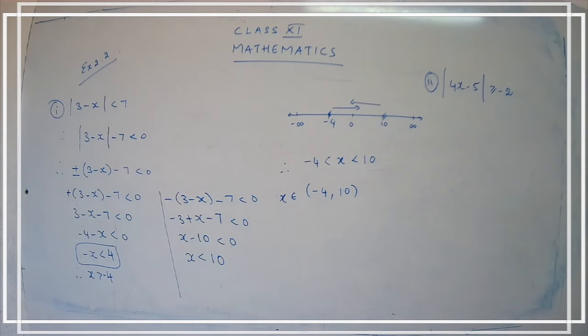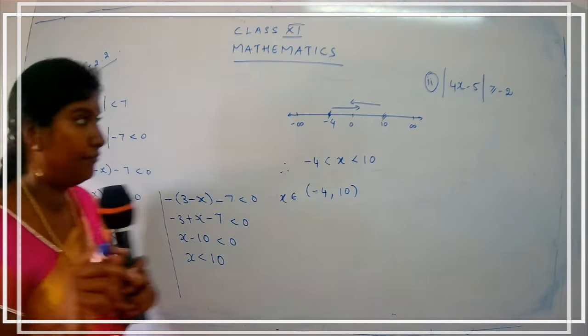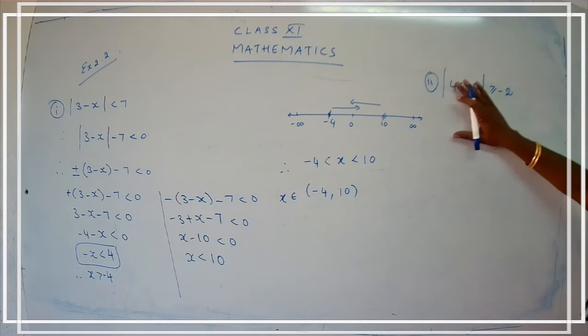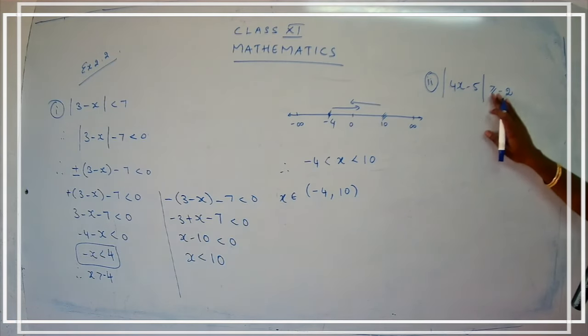Shall we start with the next sum, children? Okay, let's proceed here. Children, listen here. You have to be very careful when you have a negative sign. So when you have a case like this, we can go with the answers directly. Now, what is the statement given to you? Modulus of 4x minus 5 is greater than or equal to minus 2. Is this statement true? Yes, of course. The modulus is always going to be greater than a negative value. What is the negative value given here?